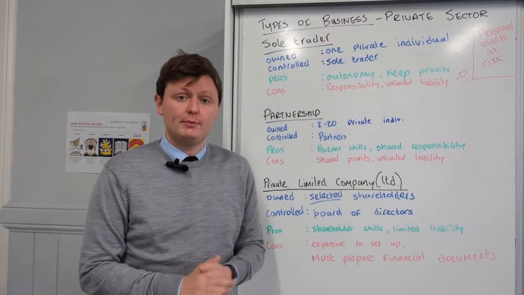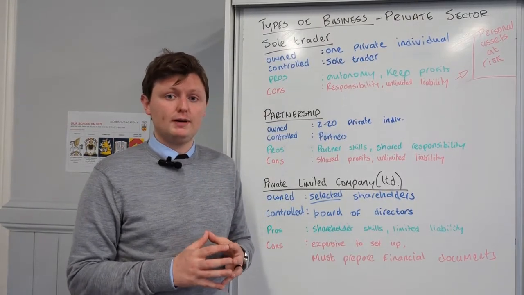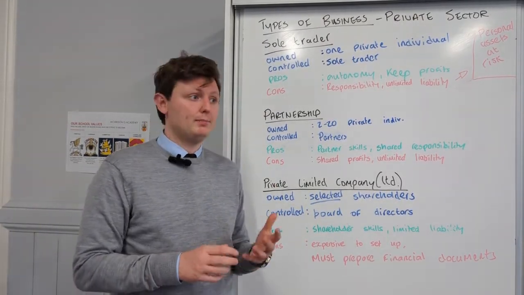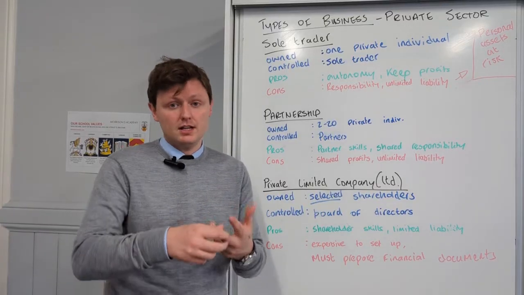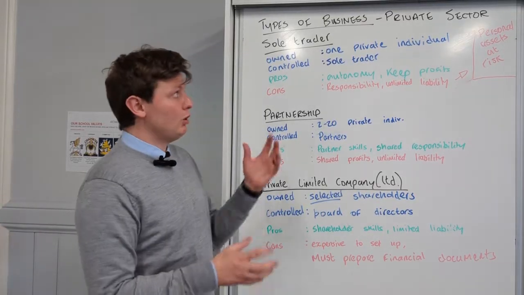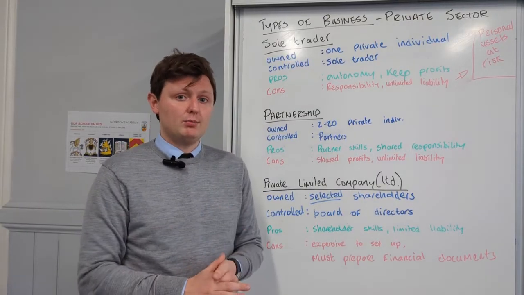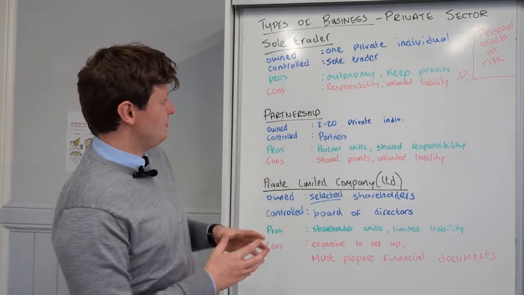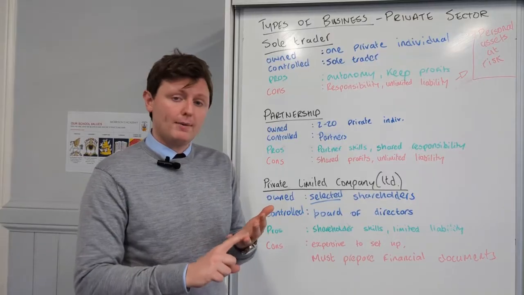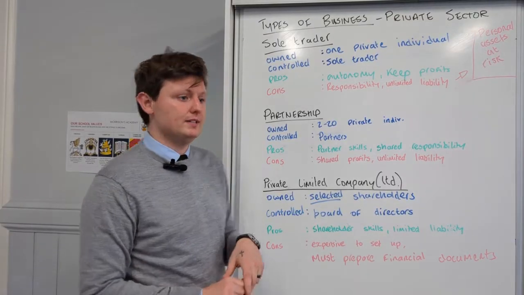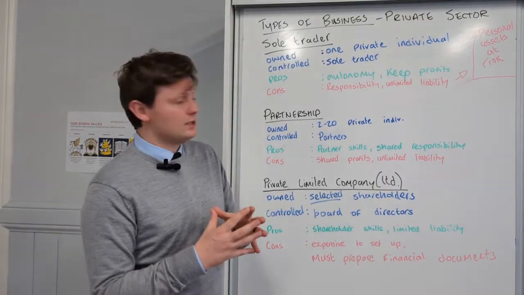One of the sectors of economy that we looked at when we covered that topic was the private sector of the economy, where businesses are owned by private individuals in pursuit of making a profit. What we're going to zone in on in this video is the different types of business that exist within the private sector. As you can see, we have three to look at here: the sole traders, partnerships, and private limited companies. The first type of business is a sole trader.